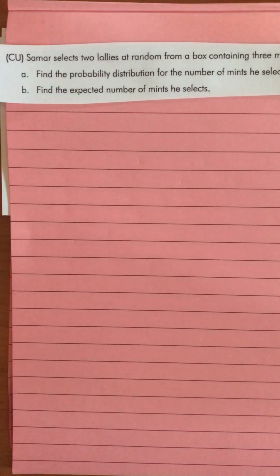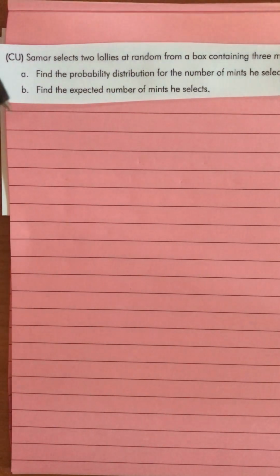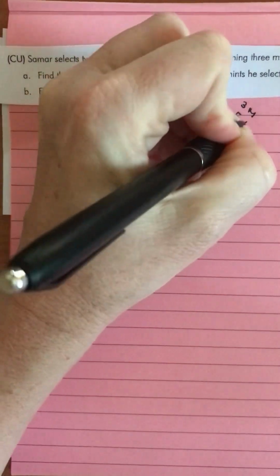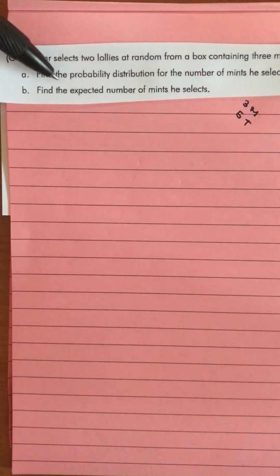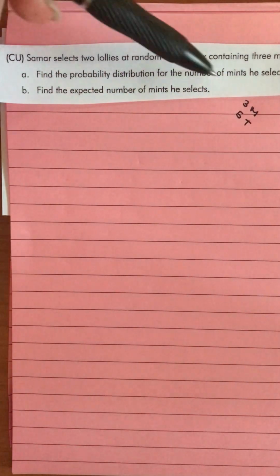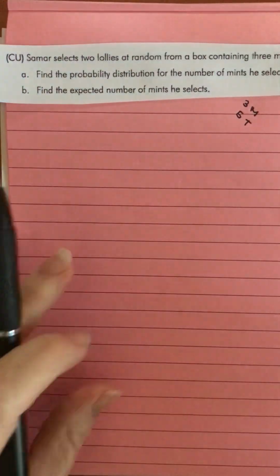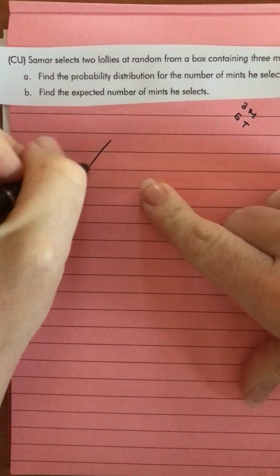Okay, in this one we've got a question where we've got 2 lollies being chosen at random from a box with 3 mints and 5 toffees. And that's just off the screen, so 3M and 5T. We want to find the probability distribution for the number of mints that he selects, and find the expected number of mints he selects. So we need to do a tree diagram to start with.